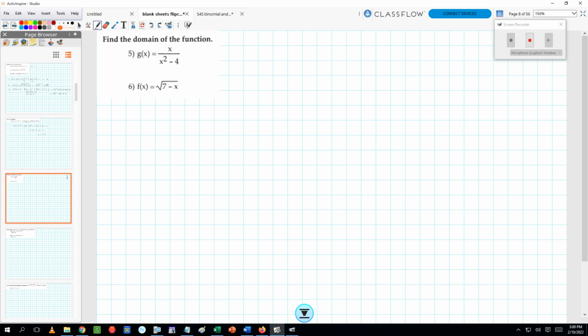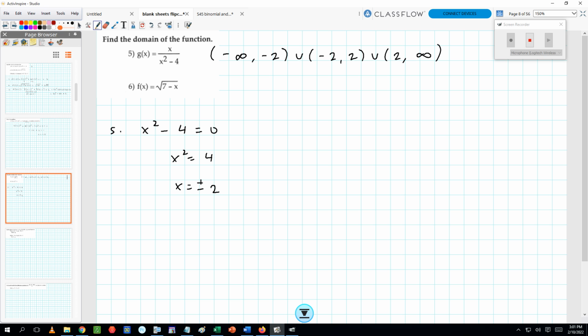5 and 6, find the domain of each function. So we need to worry about what we need to avoid. Number 5, because we have the fraction, we cannot have a denominator that is equal to 0. So I'll add the 4 over, and then I'll do the square root, positive and negative 2. So we want to avoid that. So taking your negative infinity to infinity, you have to open it up at the negative 2 and the 2. So negative infinity to negative 2, union, negative 2 to 2, union, 2 to infinity.